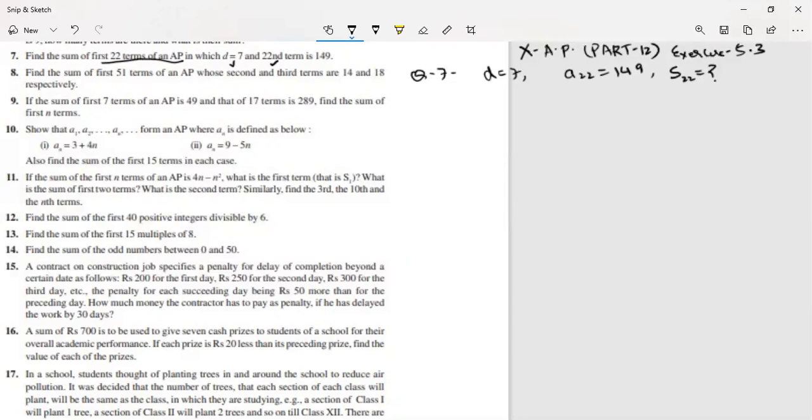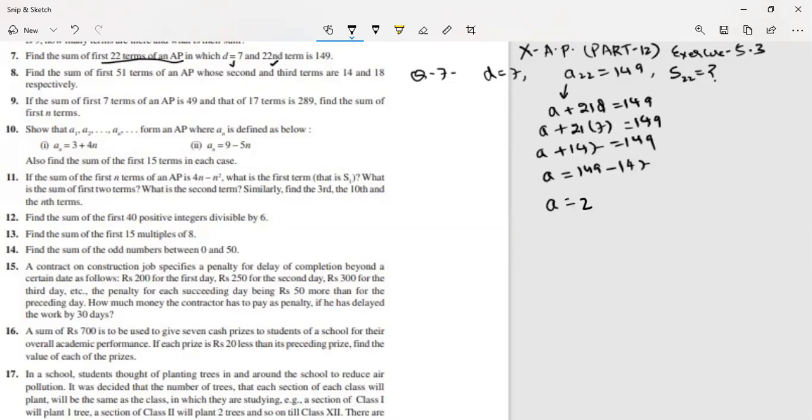So 22nd term means we can write A plus 21D is equal to 149. Now substitute the value of D. A plus 21 into 7 is equal to 149. 7 ones are 7, 7 twos are 14, so 147. A is equal to 149 minus 147, that is equal to 2.